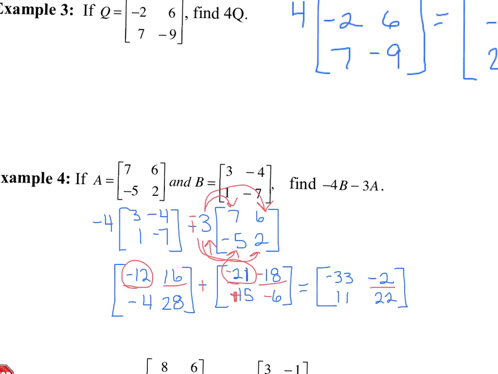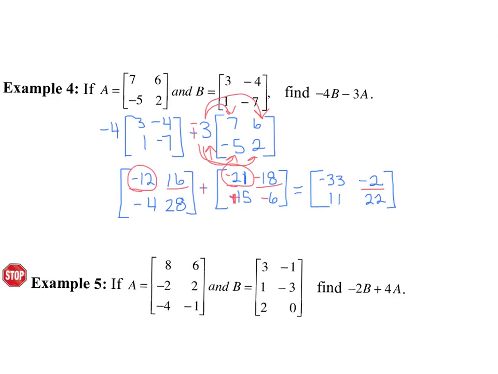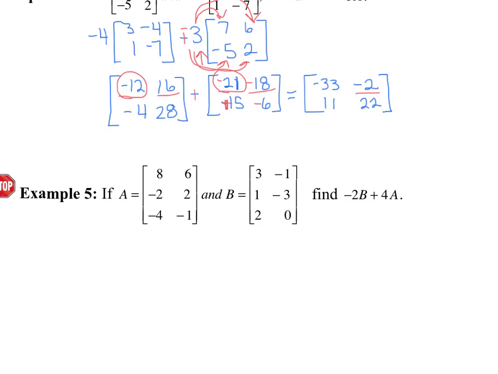Okay, so the last example here is one that I would like you to try on your own. Example 5, we're given matrix A, matrix B. They're both 3 by 2s. And we want to find negative 2 times matrix B plus 4 times matrix A. So pause the video and please do this problem on your own.